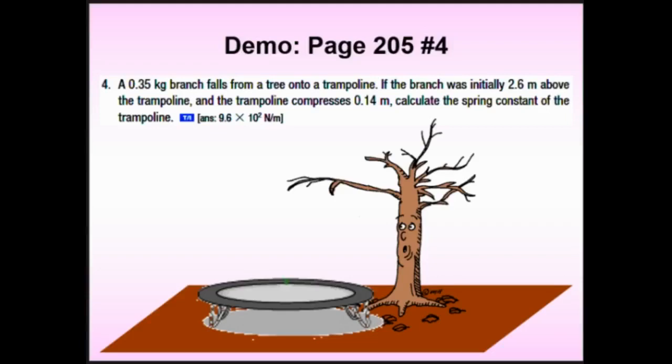If the branch was initially 2.6 meters above the trampoline, not above the ground, okay? In fact, do we even know how high the trampoline mesh is from the ground? We don't know that. That's fine. And the trampoline compresses or goes down just 0.40 meters by the time the branch hits it, or sorry, compresses it. Find the spring constant of the trampoline. If this was a legit spring, how much stiffness constant would it have? Would it be more of a slinky or more of a car shock absorber, like the really heavy industrial one? Okay.